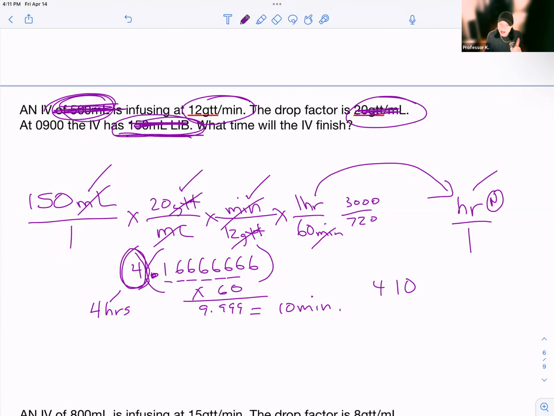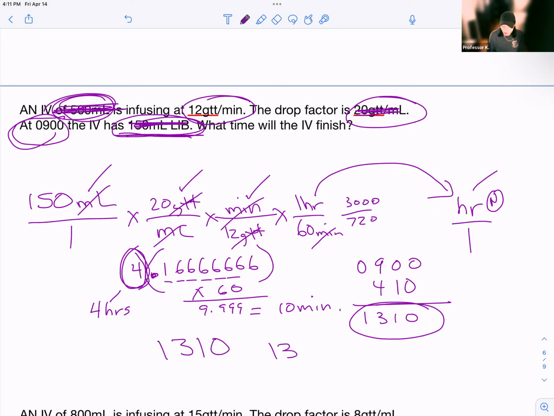But the question's not asking me how long it will take. It's asking me what time it will finish. Well, what time did I walk into that room? 9 a.m. So if I walked in at 9 and 4 hours and 10 minutes later I go back in, it will be 13:10. I just added. I add 4 hours and 10 minutes to 9. So when I do the math, 9 plus 4:10 is 13:10. And that is what I'm writing on the answer line. That is military time.